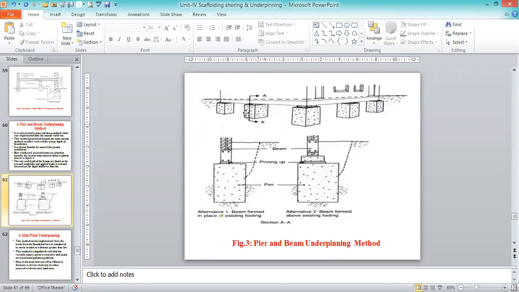So this is the plan view, and here you can see the sectional view. This is the pier, and this is the pier, this is the beam, and this is the joint we provide. Like this we use the pier and beam underpinning method. We use it for deeper depths. When deeper depths of foundation treatment have to be done, then obviously we select the pier and beam underpinning method.